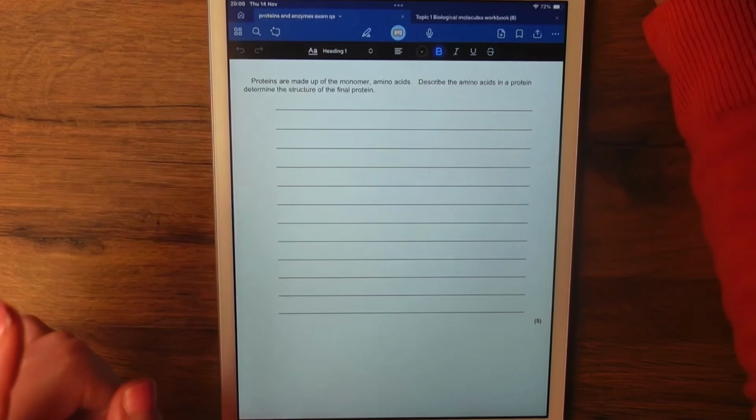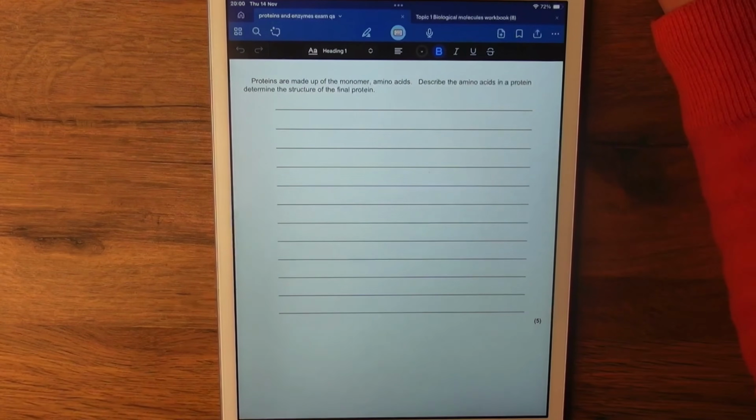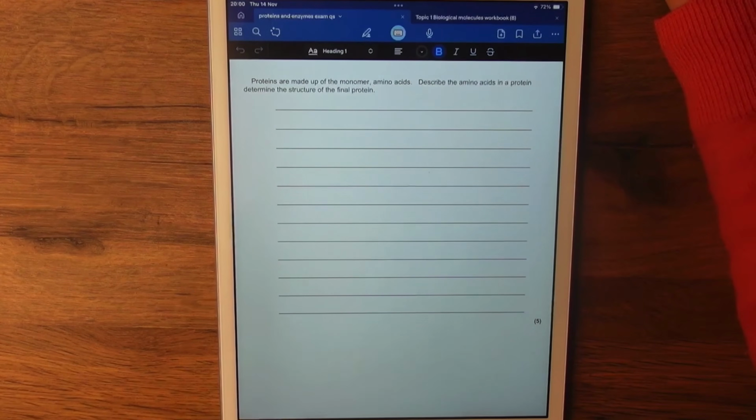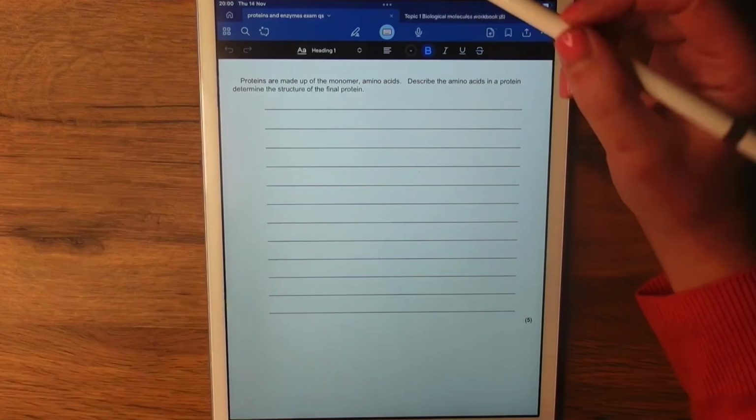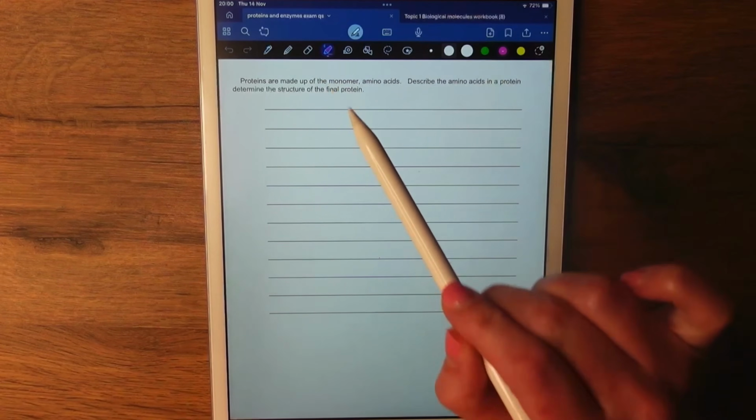I can see someone said they've got a test tomorrow. In fact, 2 people have tests tomorrow, so this will hopefully be great revision for you, depending on if this is the topic you've got your test on tomorrow. But if not, still all good revision. So let's have a look at this first question.